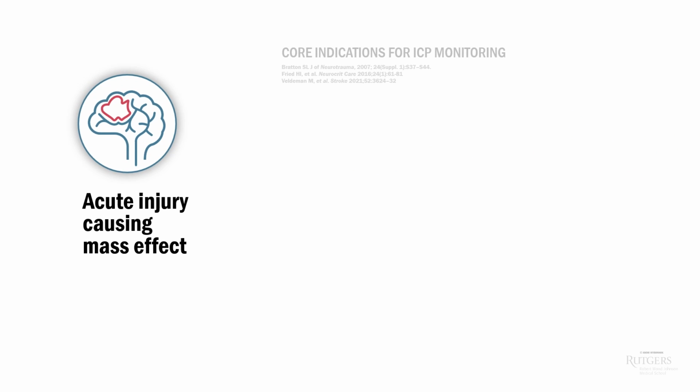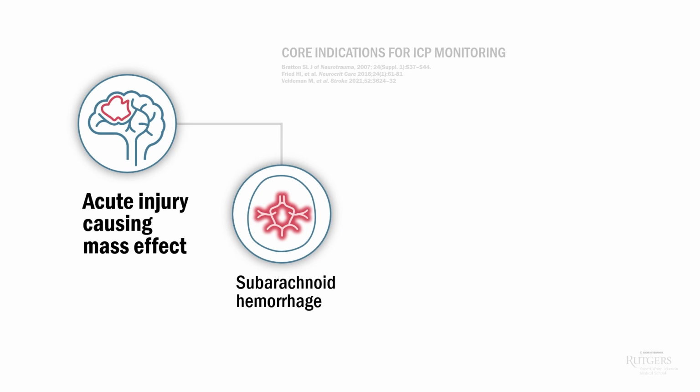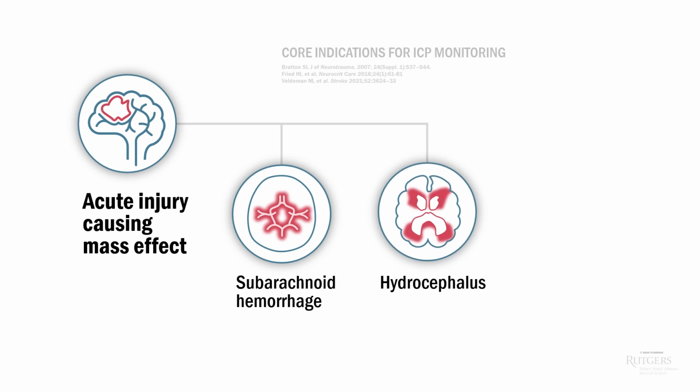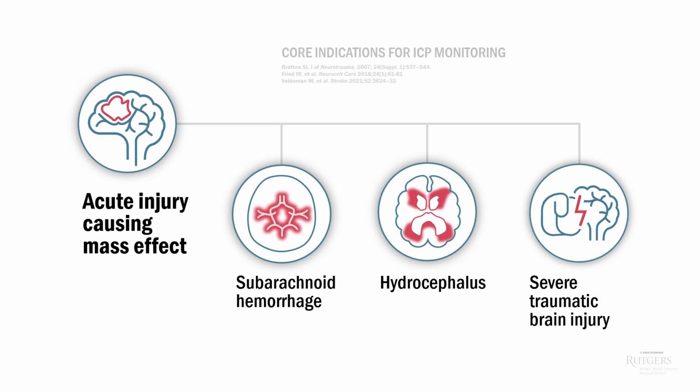Speaking of acute injury causing mass effect, certain situations are more likely to result in an intracranial hypertension and would make your threshold for placing an ICP monitor much lower. These include subarachnoid hemorrhage and intraventricular hemorrhage, where the risk of hydrocephalus is higher, acute hydrocephalus of other causes like meningitis or a mass lesion obstructing the ventricular system, and severe global cerebral edema, which happens in the setting of severe traumatic brain injury.